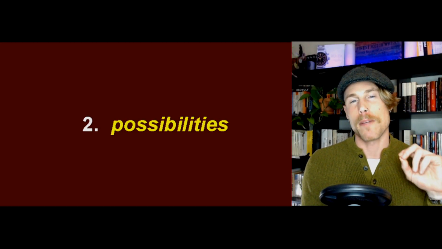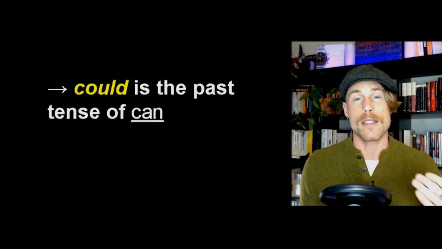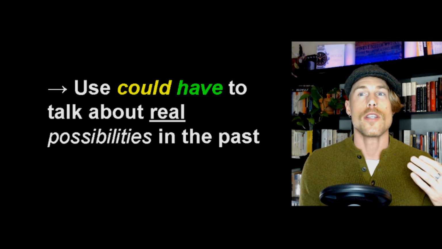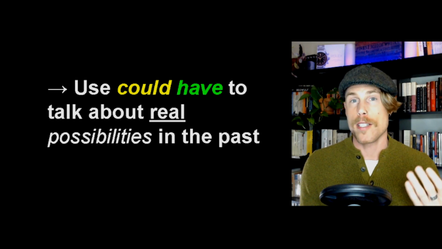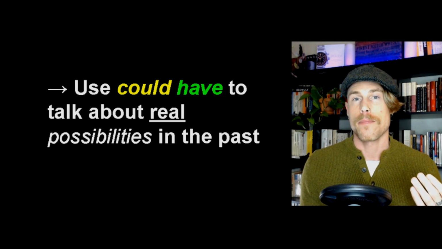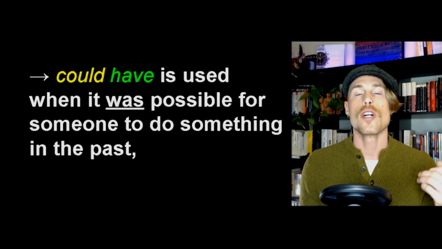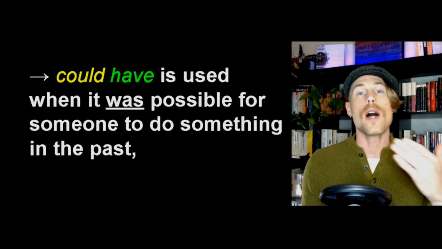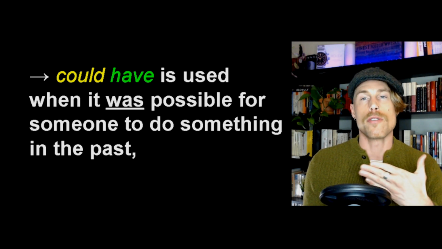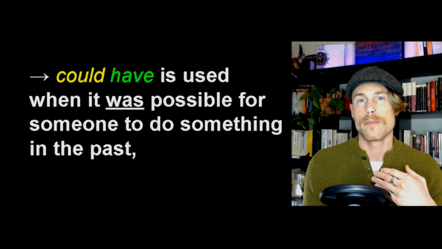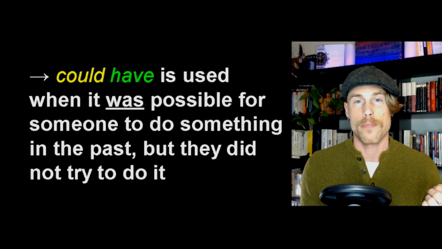Okay, let's talk about possibilities. Remember, could is the past tense of can. Use could have to talk about real possibilities in the past. The key here is real possibilities. Could have is used when it was possible in reality for someone to do something in the past, but they did not try to do it. They didn't do it.